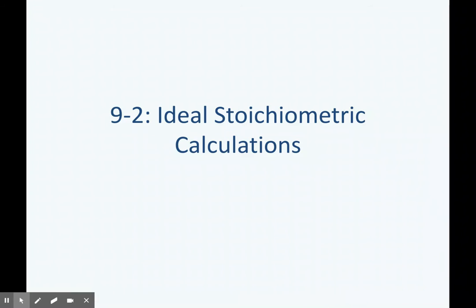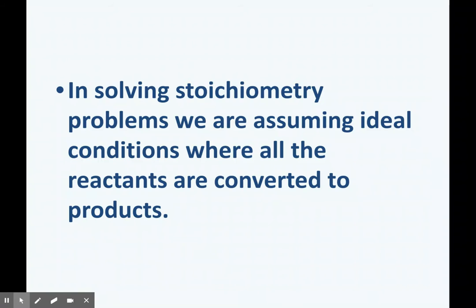Night 2, we're going to look at stoichiometric calculations. And this is ideal stoichiometric calculations because we have to assume that these are under ideal conditions. Now, what does that mean? So, if we are carrying out a reaction, just like when we're cooking, if you're making cookies, you don't scrape 100% of the cookie dough into the cookies. There's always a little bit left in the bowl.